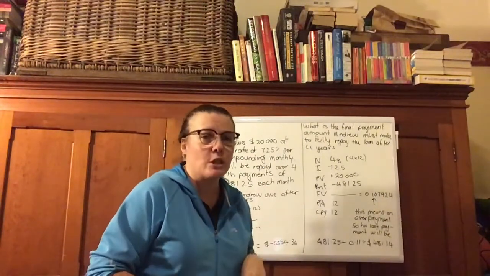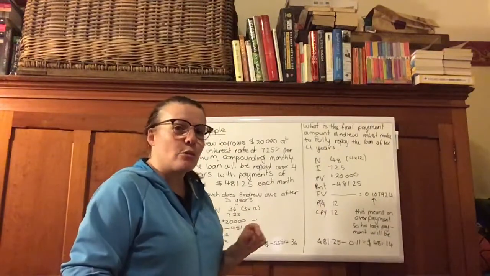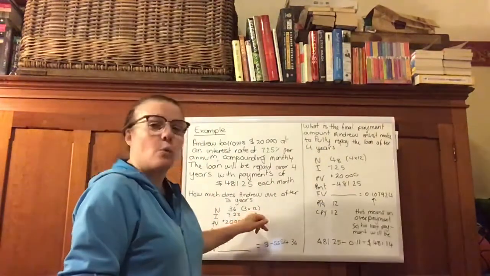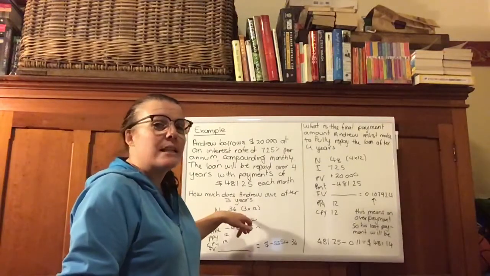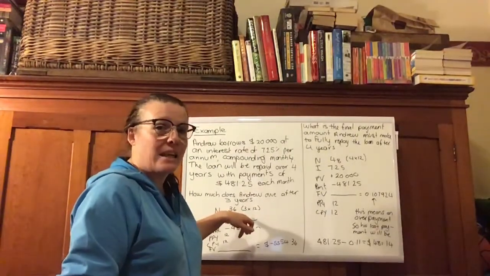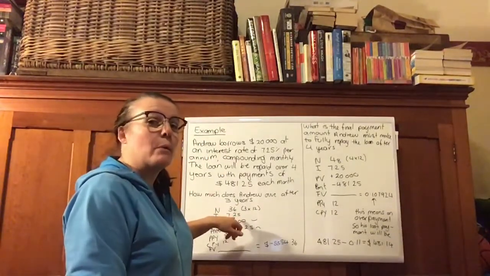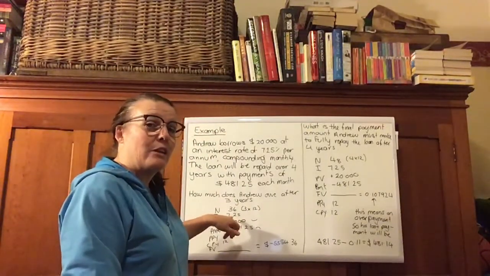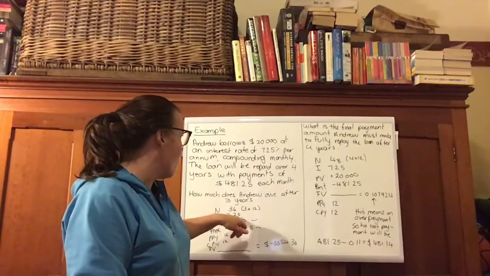So this is how we use the financial calculator. N, after 3 years, so 3 times 12 would be 36. So 36 payments have been made by that stage. We have an annual interest rate. Remember, we always enter the interest rate as annual in the financial solver, 7.25.